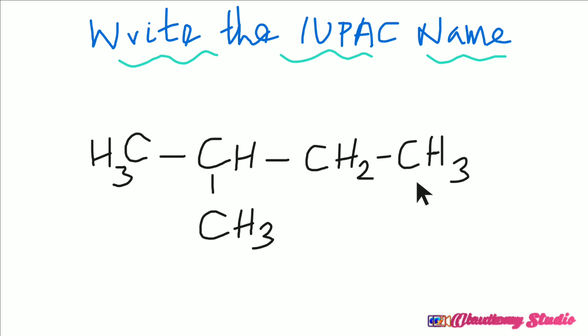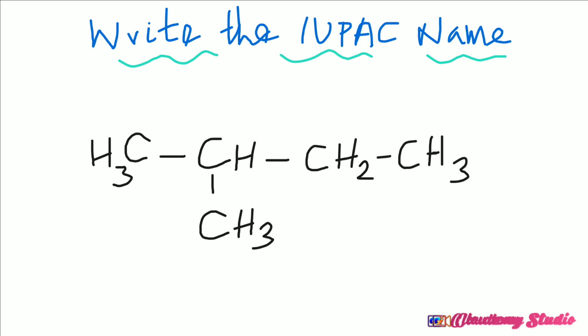One more chain is also possible, that is from here we can start 1, 2, 3, 4. This chain also has 4 carbon atoms. So the longest chain, which contains the maximum carbon atoms, is 4 only. Therefore, I have selected the horizontal chain. This chain I have selected as the main chain or the parent chain.